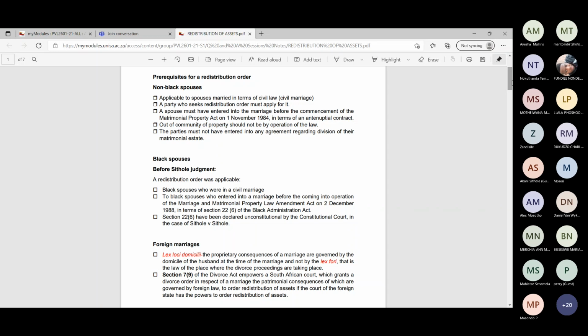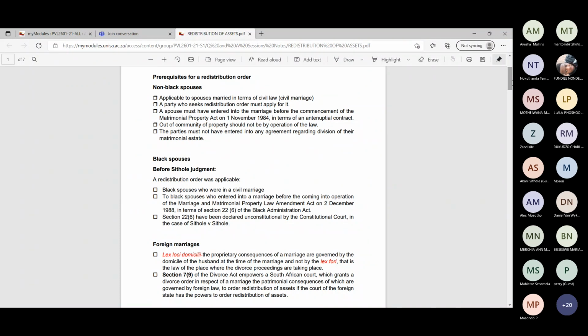Black individuals who fell under this category were entitled to a redistribution order. Early this year, the Constitutional Court declared the provision of Section 22, subsection 6 of the Black Administration Act unconstitutional, and in terms of the judgment, all marriages that were entered into by black spouses before the coming into operation of the Marriage and Matrimonial Property Law Amendment Act are now automatically in community of property.